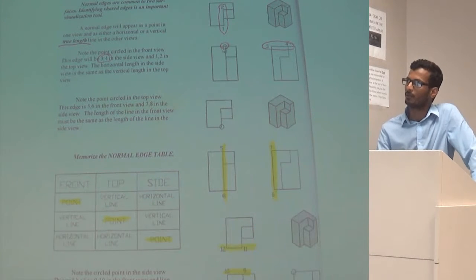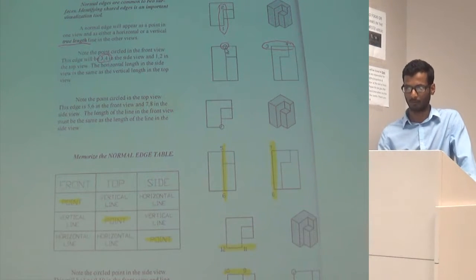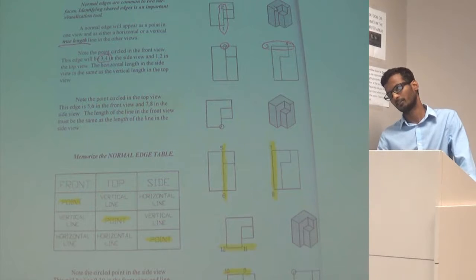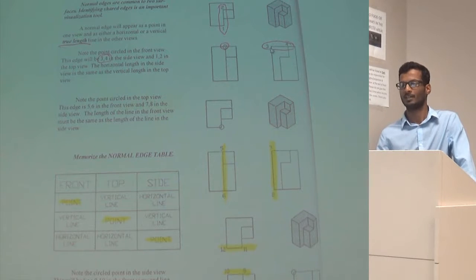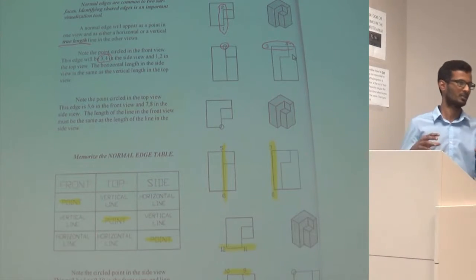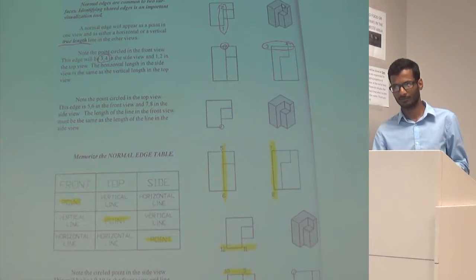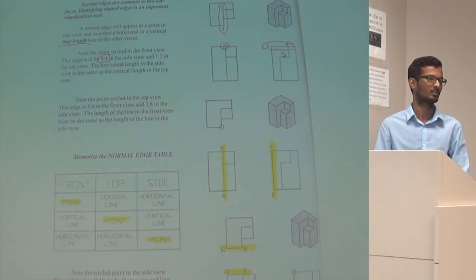So I have a point in my front view. That same point would represent this complete edge from the top view. When I'm looking from the top, it would be this edge, which is 1 and 2. So that's a vertical line. And the same point, if I'm looking from the side, would be the same edge, but represented as a horizontal line. So the same point in three different views is represented three different ways. This edge, 1, 2, is represented as a vertical line in the top view, a point in the front view, and a horizontal line in the side.